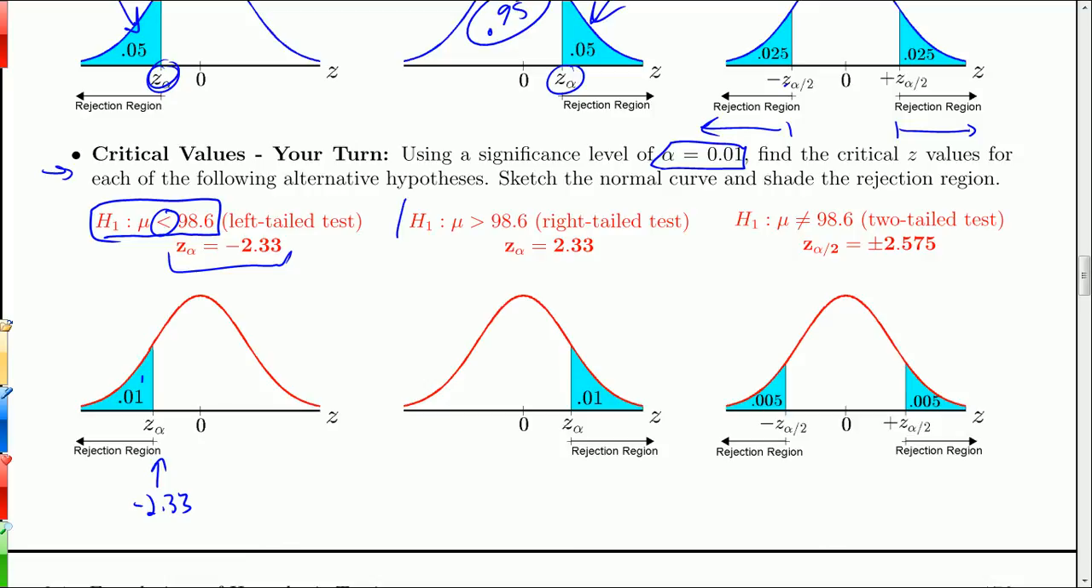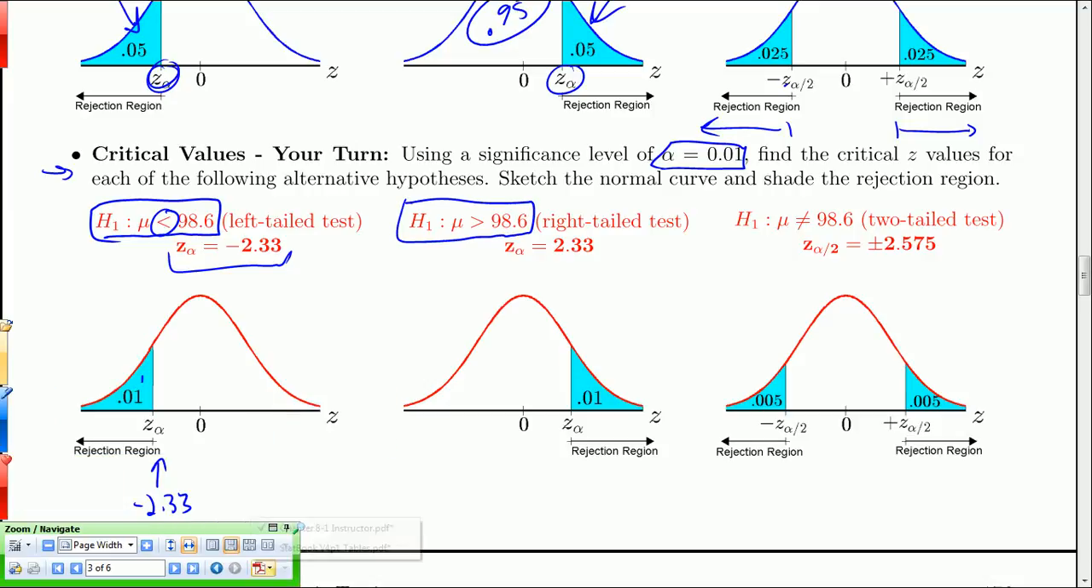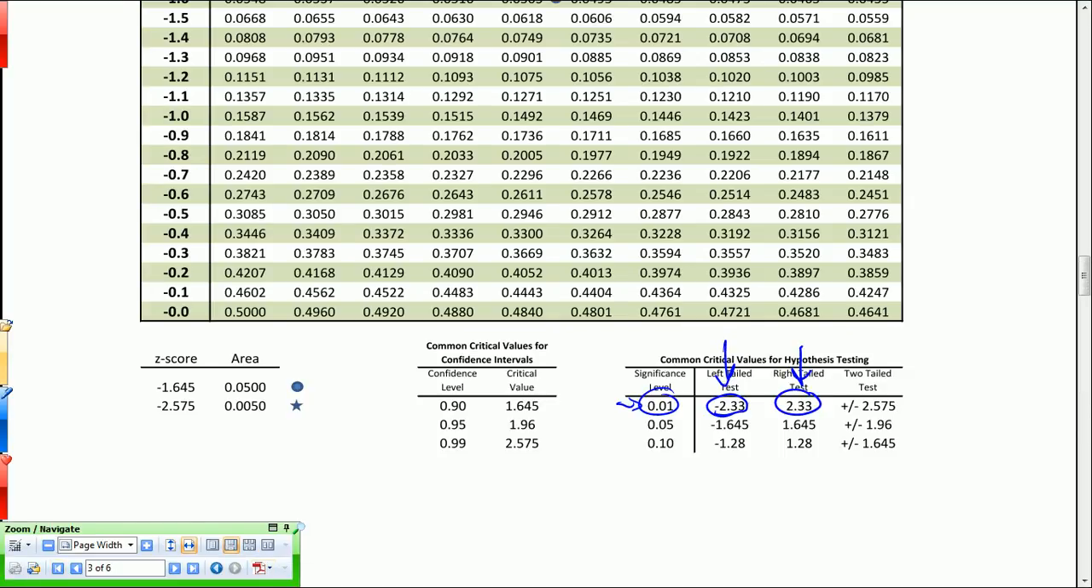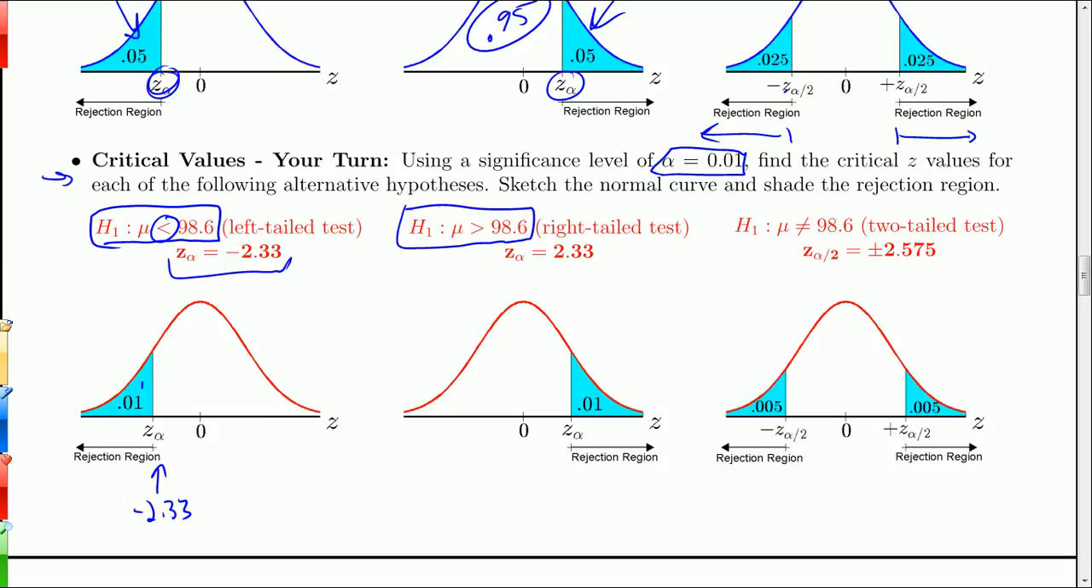Playing the same game with a right-tailed test, and I'll just go straight to the cheater sheet because that is so fast. It's a right-tailed test. So it's positive 2.33. So this value is 2.33. Anything to the right of 2.33 falls in the rejection region.